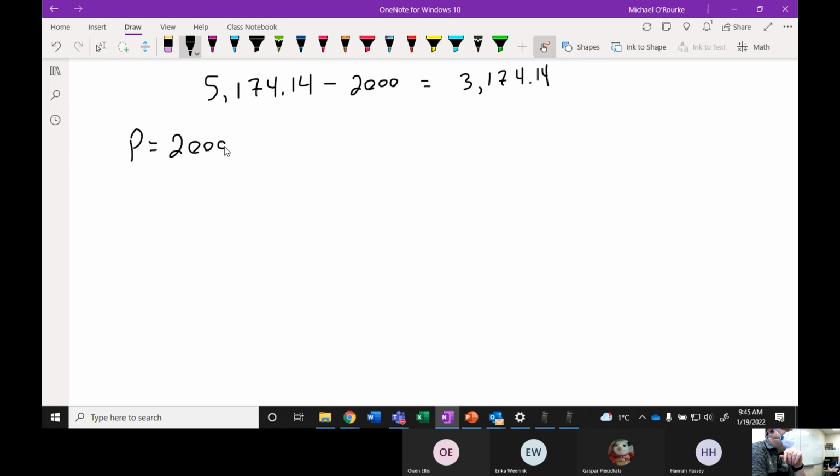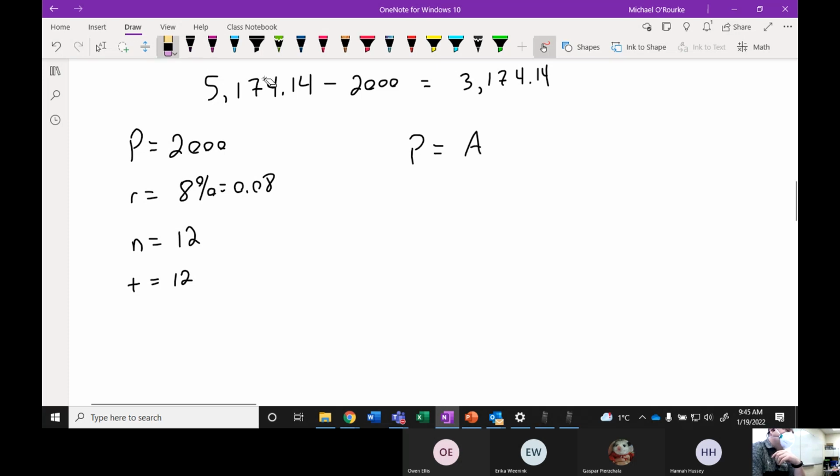So its principal is 2,000. My rate is still 8%, 0.08. My N now is going to be 12, and my T is also going to be 12. Does this make sense, everyone? Are we doing this now? Yeah, plug this one in. A equals P bracket 1 plus R over N, to the power of N times T.